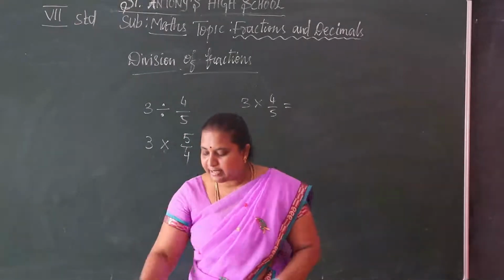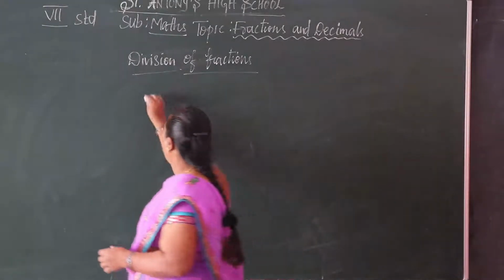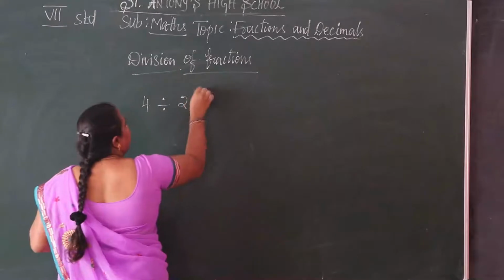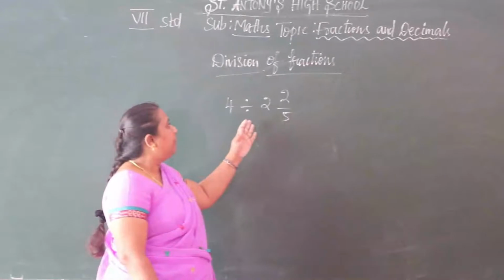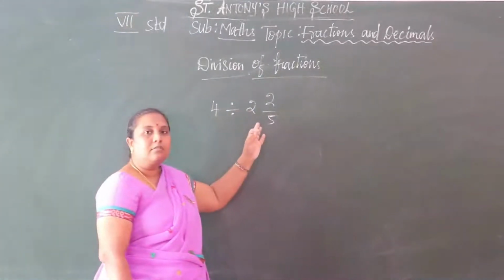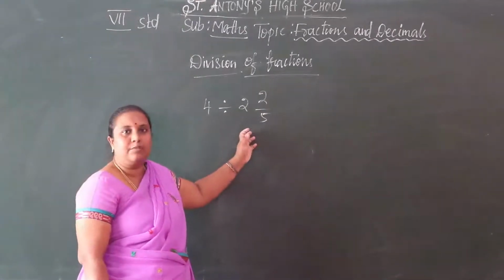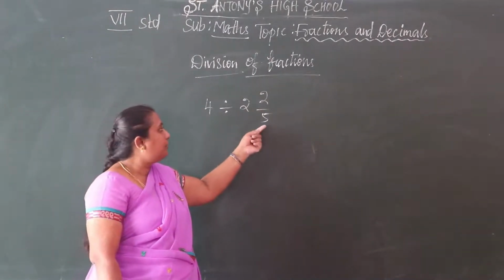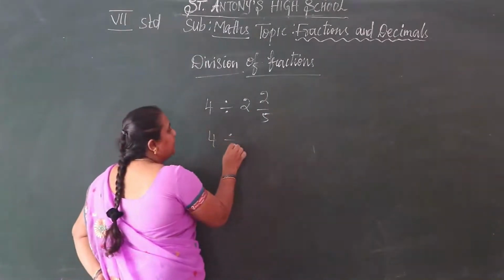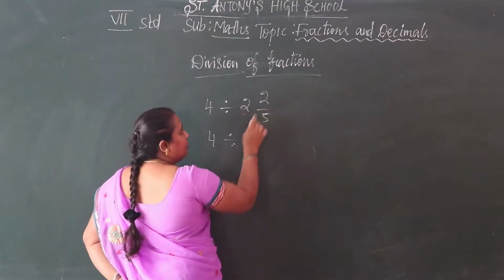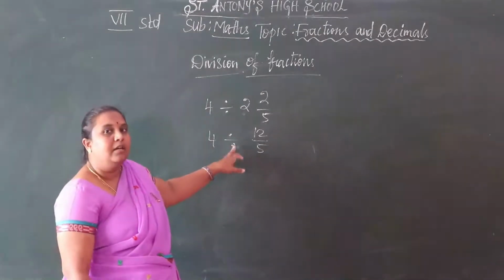Let us see one more example. 4 divided by 2 into 2 by 5. You have a mixed fraction like this. How do we make the reciprocal of a mixed fraction? We can't directly, so first you should write this mixed fraction as an improper fraction. 5 2s are 10, 10 plus 2, 12 by 5. Now you can take the reciprocal of this fraction.